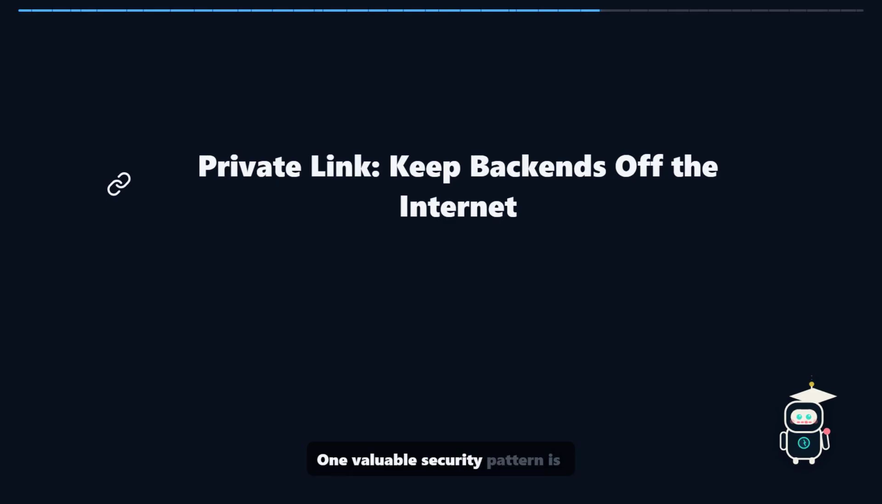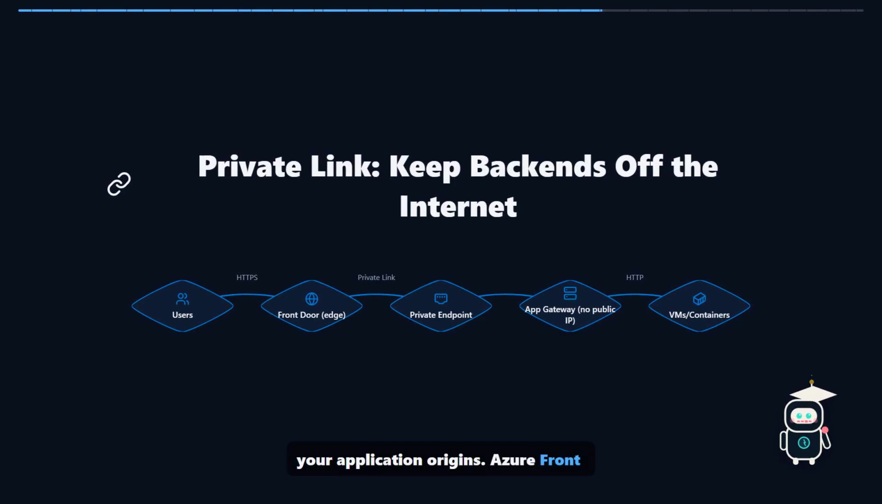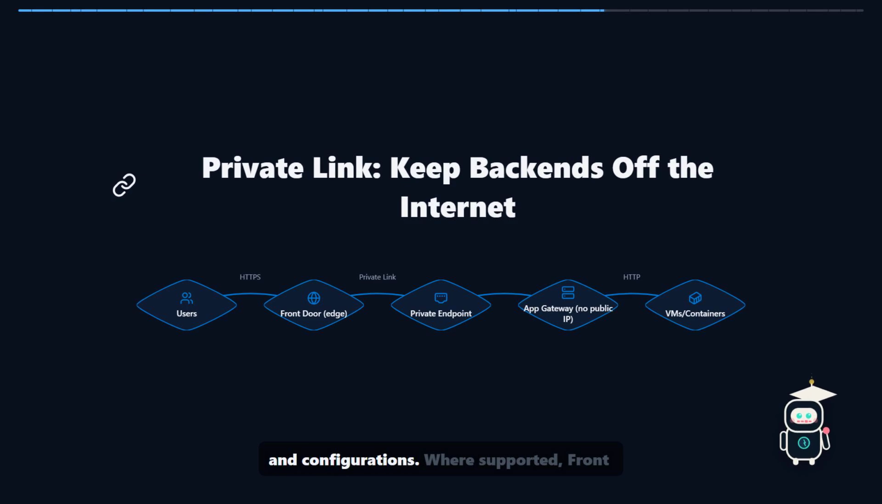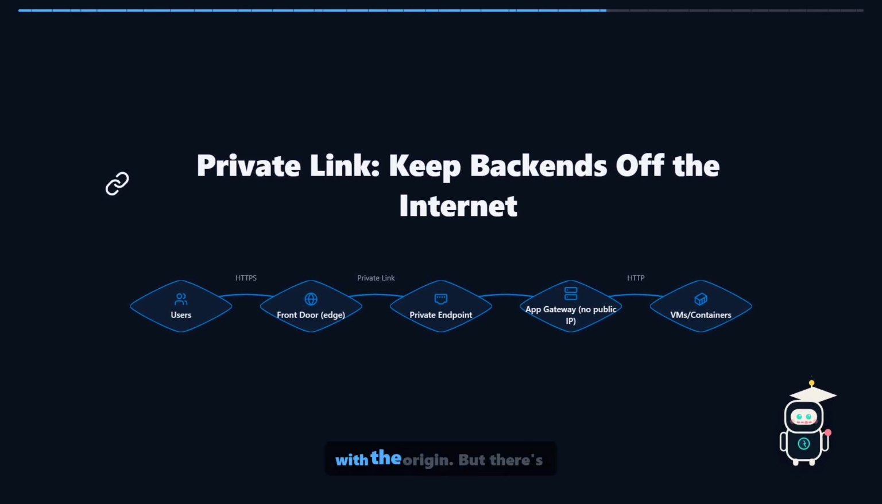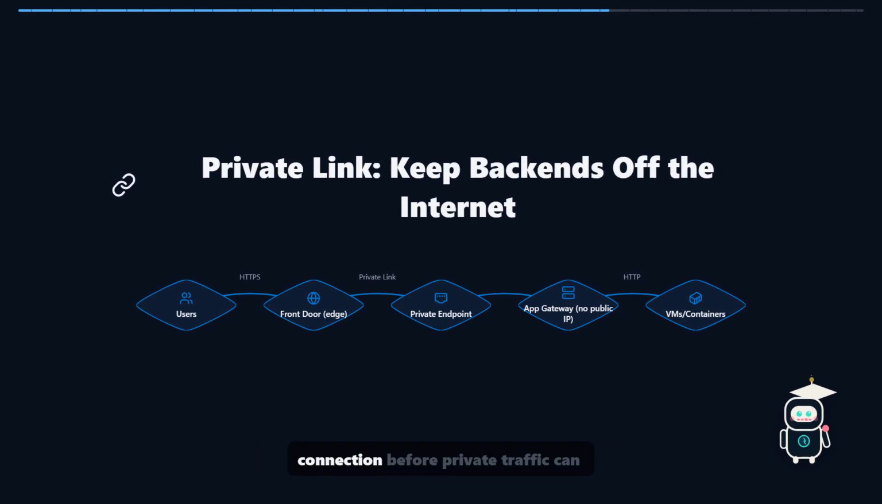One valuable security pattern is reducing direct public exposure of your application origins. Azure Front Door Premium supports private link connectivity to supported origin types and configurations. Where supported, Front Door creates a managed private endpoint to establish private connectivity with the origin. But there's an important approval step. The origin owner must approve the Azure Front Door managed private endpoint connection before private traffic can flow.